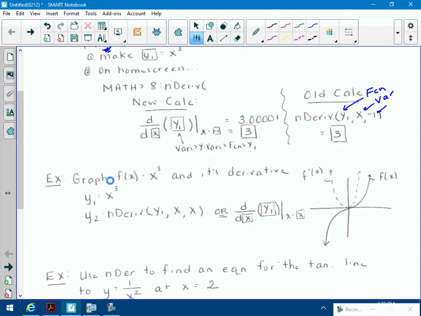So that's what this is saying. So if I want to graph f of x and its derivative, original function in y1, nDeriv in y2. The key is, instead of putting a specific x value, we put all values of x.